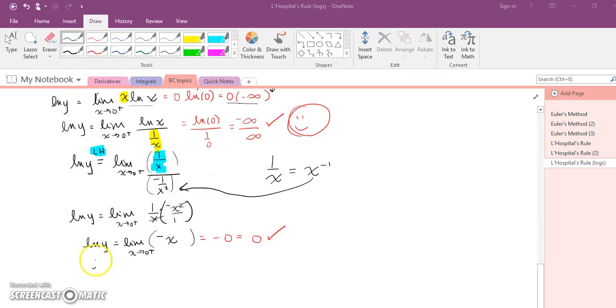So you should have ended with the statement natural log of y is 0. You exponentiate each side. And then you can say that y, which is your limit, is e to the 0, which is 1. So your final statement is this.